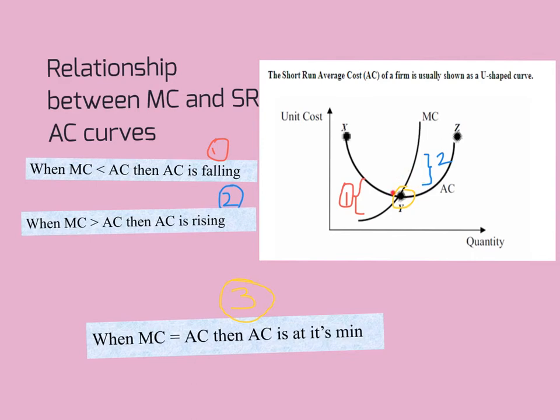The optimal point is where MC is at the lowest point of AC. When MC is equal to AC, then the average cost is at its minimum.